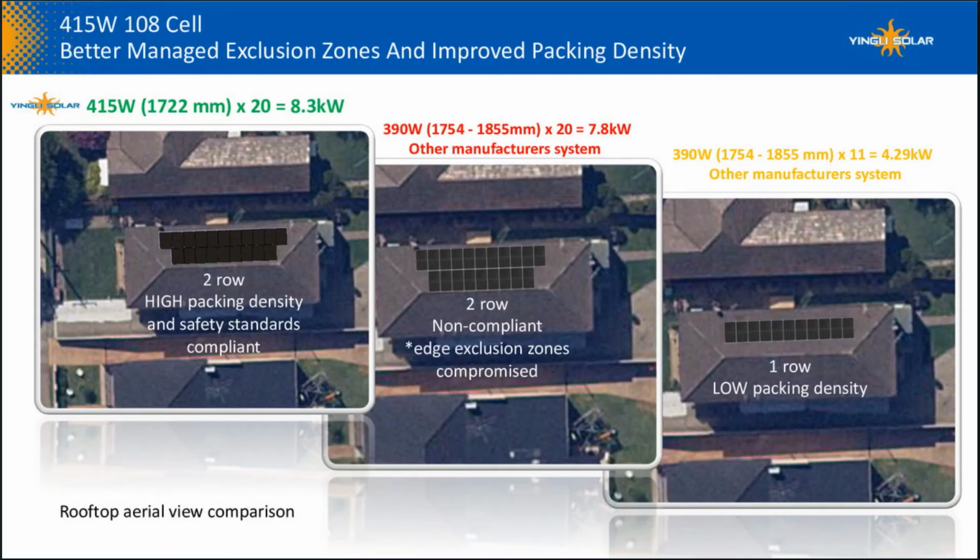In the third example, using the latest Yingli 415 watt modules, 2 rows can safely fit within the available roof space. The safety standards are met, and you can deliver a larger 8.3 kilowatt system for the homeowner.